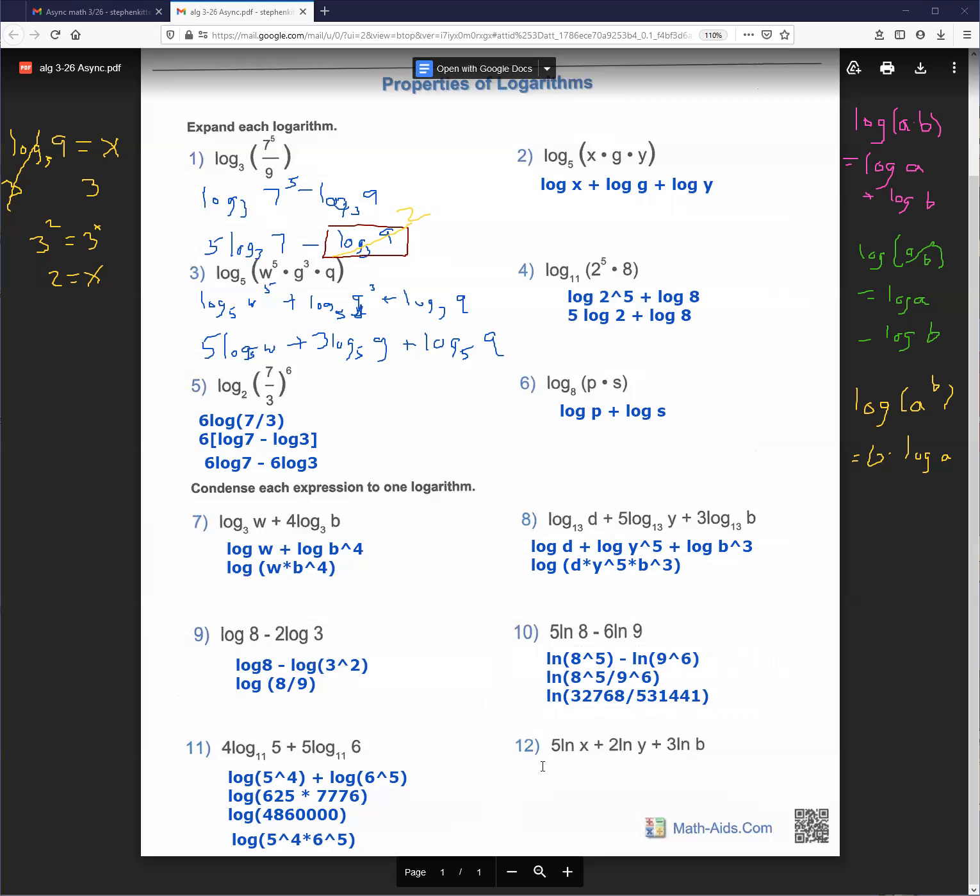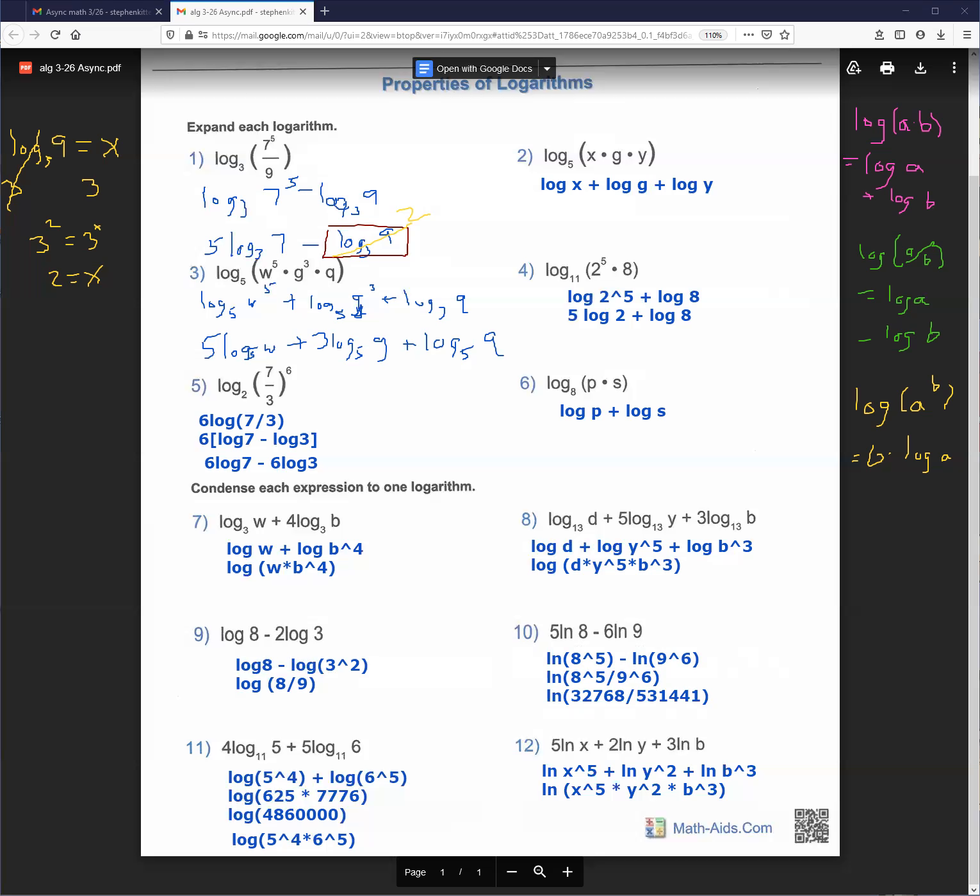And finally, for number 12, ln of x to the fifth plus ln of y squared plus ln of b to the third. And now we will condense them using the first property. And there we go. Okay, now, we've done all this, but I'm going to do one extra thing.